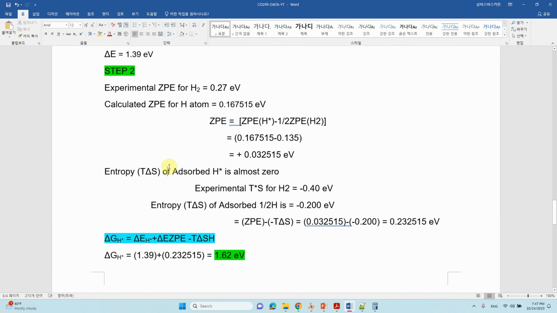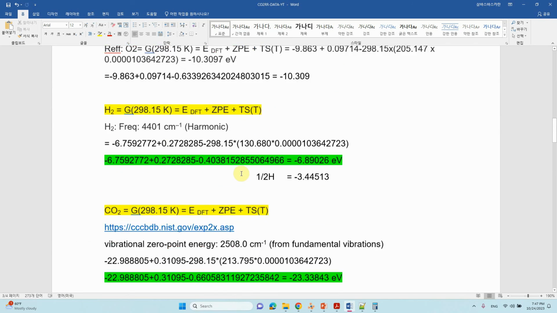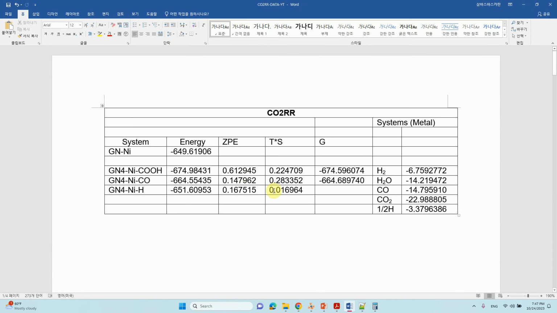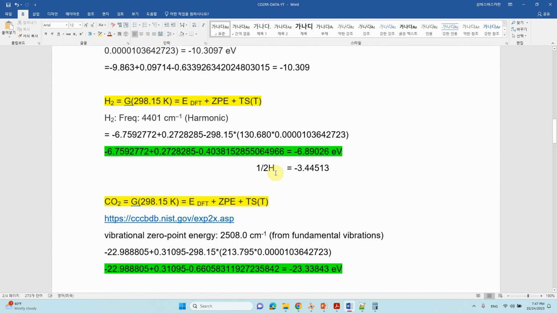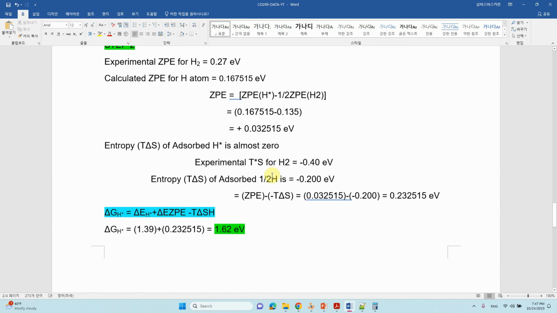Then we need to see the entropy of the absorbed H. The entropy of the absorbed species you will get almost 0 only. If you go to the table, you can see this is around 0.01, around 0. That's why we need to take the experimental entropy. So here the experimental TdS of H2 is 40, and half of that is 20. We need to use this value. Then you take your zero point energy minus T delta S.